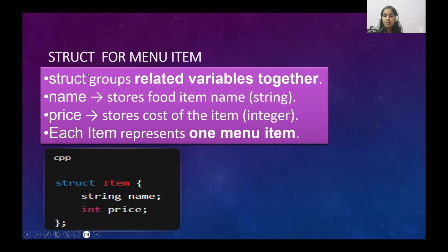Now, we will be using struct. So what is a struct? Struct groups related variables together. For example, name, which will be storing the food item under the string data type, and price, which will be storing the cost of the item under integer data. Each item represents one menu item. So this is how the code will look like: struct Item, string name, int price.